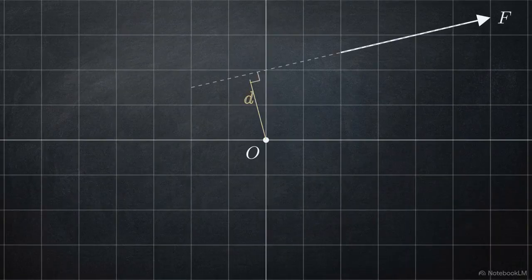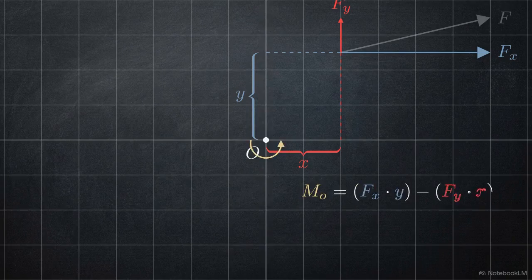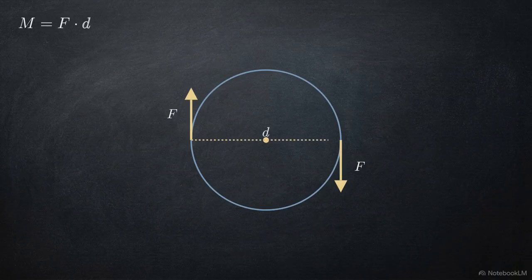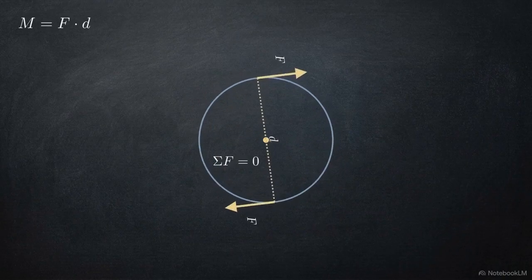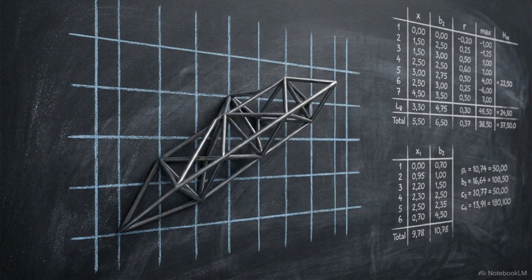We simplify this using Varignon's theorem, which states a force's moment is equivalent to the sum of the moments of its components. By resolving the angled force orthogonally, we use simple grid distances. The total rotational effect is the summation of these values. This also defines a couple, 2 parallel forces equal in magnitude but opposite in direction that produce pure rotation without any linear translation. By utilizing Varignon's theorem, structural engineers can calculate rotational effects strictly within a standardized coordinate system, bypassing the need for complex trigonometric distances.